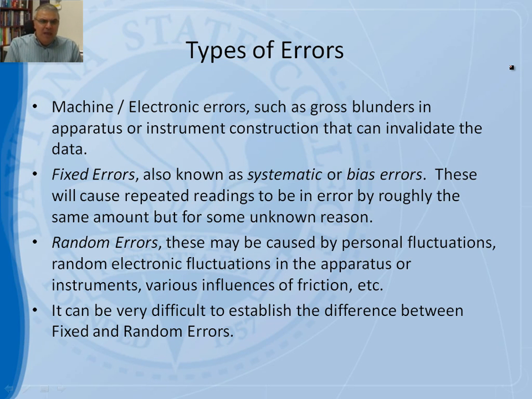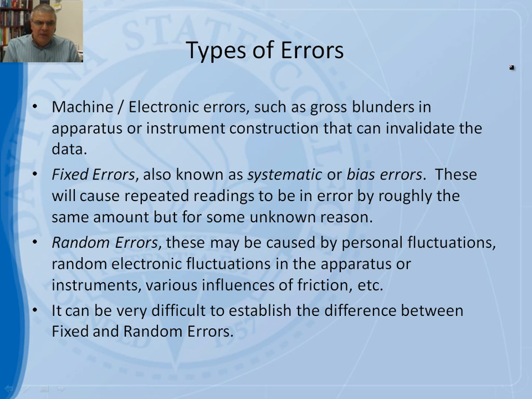What kind of errors do we have in dealing with experimental data and with experiments? We can have machine electronic errors. Again, those errors are associated with the measurement device. You can have fixed errors, also known as systematic or bias errors. These errors will cause repeated readings to be in error by roughly the same amount, but for unknown reasons. So the reasons for fixed errors are really unknown.